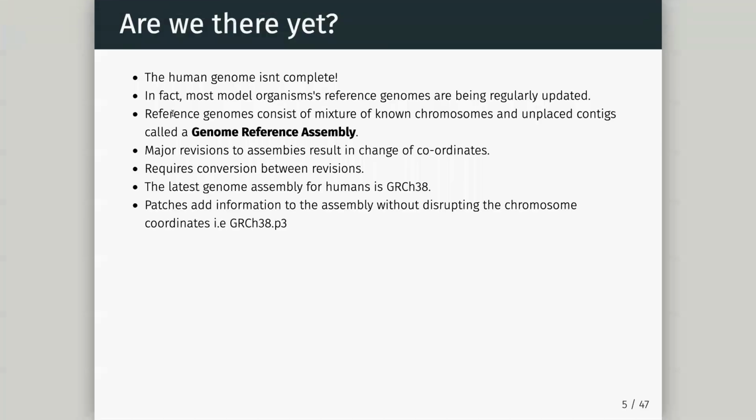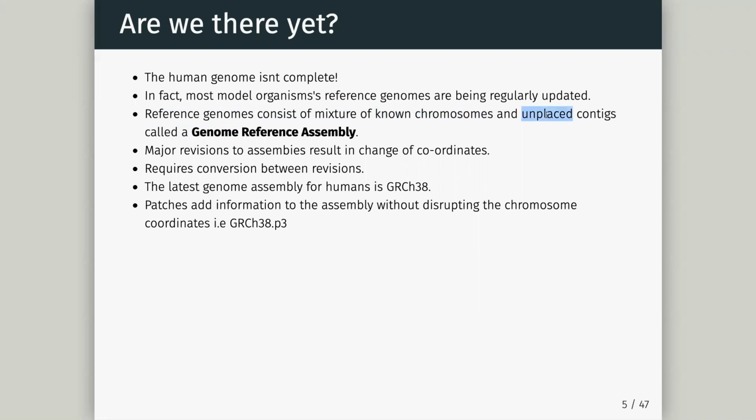It's certainly not done. In fact, most model organism references, despite being the focus of attention, are not complete. Certainly getting better all the time, but they are not complete, and they are regularly updated. So reference genomes consist of a mixture. If we were to download something like the human genome, it's a mixture of known chromosomes, things you would recognize like chromosome 1, 2, 3, 4, 5, and what we call unplaced contigs.